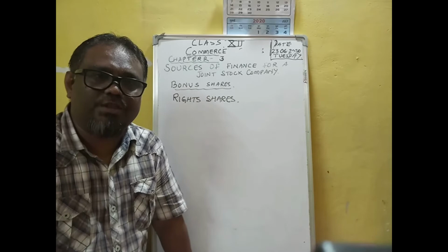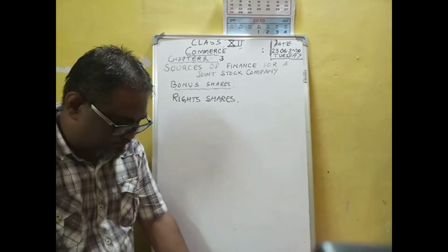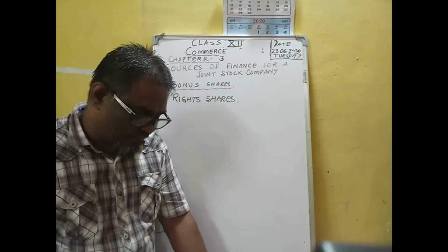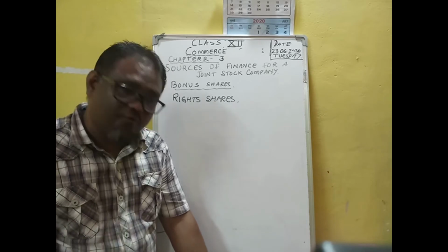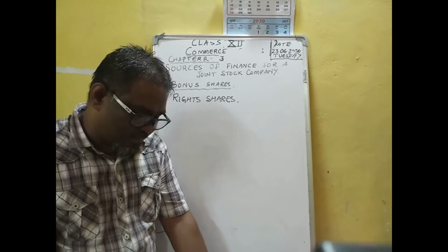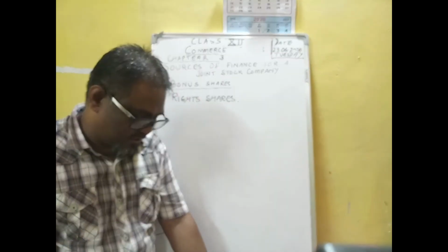So these are called rights shares. This issue must be made within 2 years from the formation of the company, or within 1 year after the first allotment, whichever is earlier.